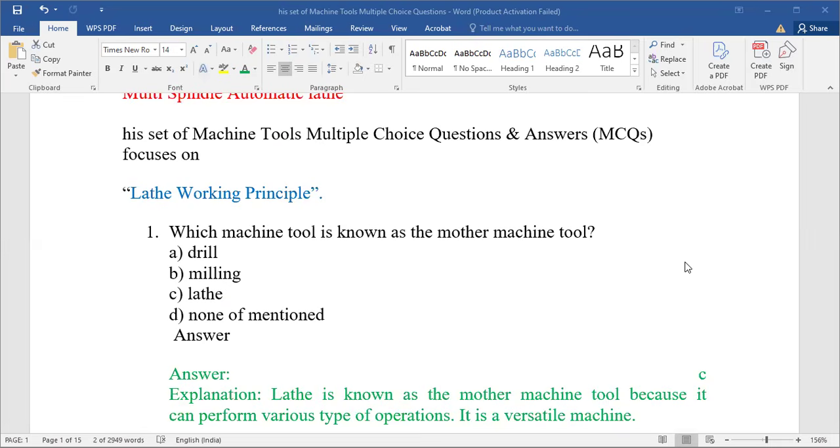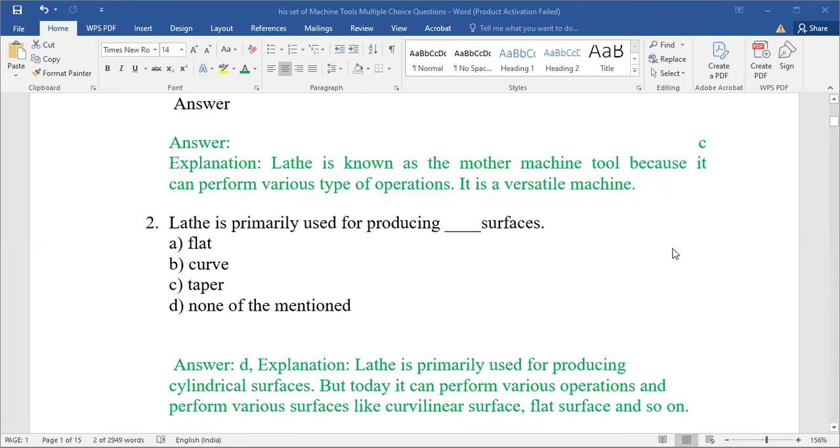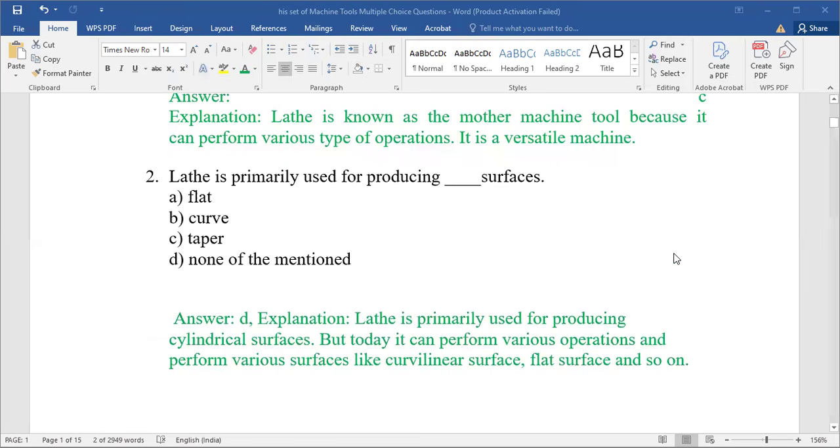Compared to the other machine tools, the lathe is one of the basic models of all the operations, and the basic model is covered by the lathe. That is the main reason the lathe is the mother of machine tool. Lathe is primarily used for producing which surfaces? Flat, curve, taper, and none of the mentioned. The answer is D.